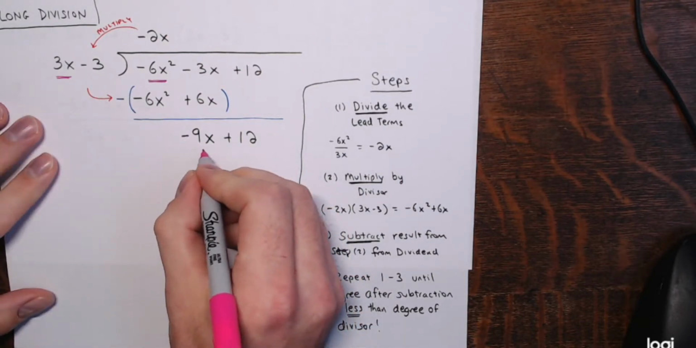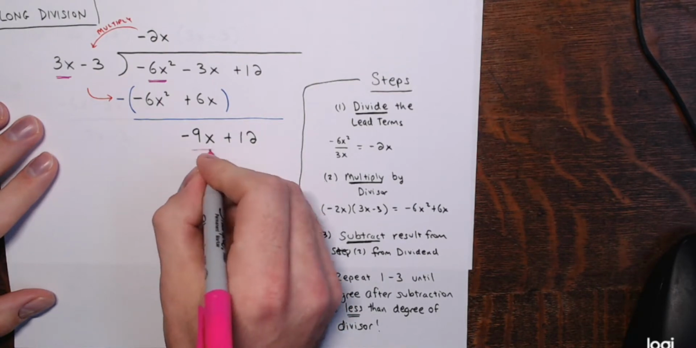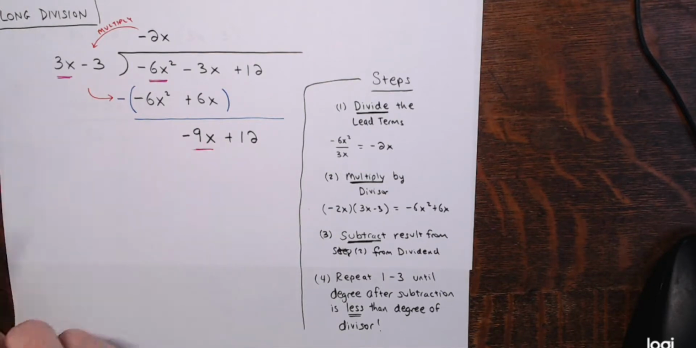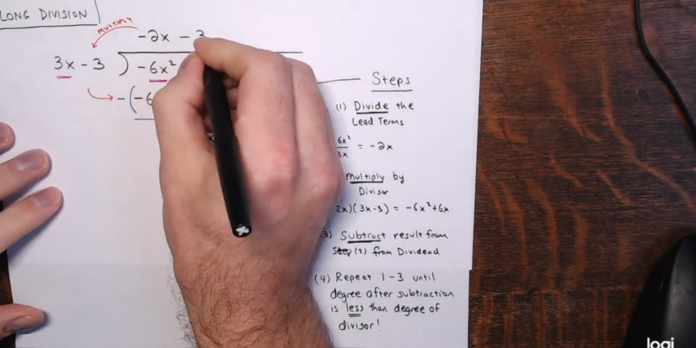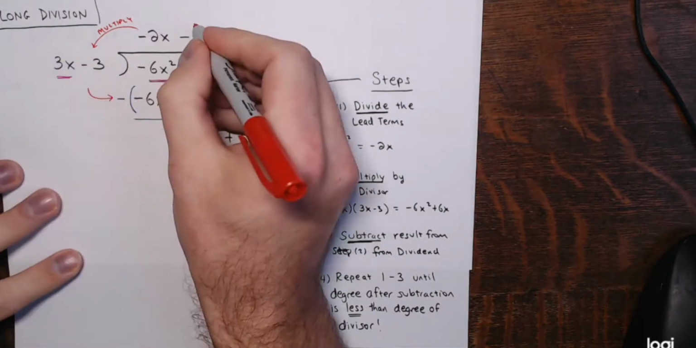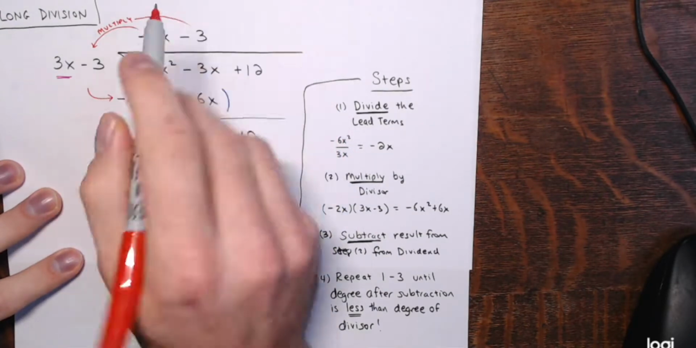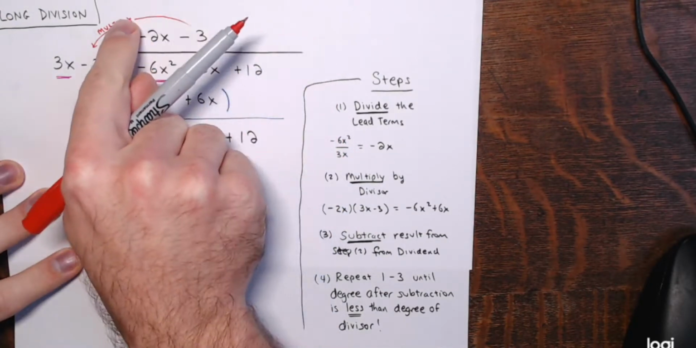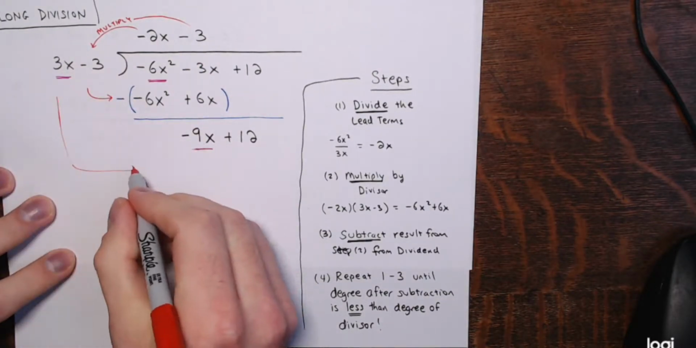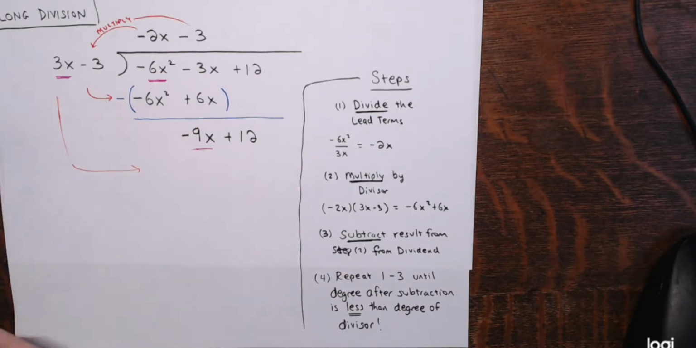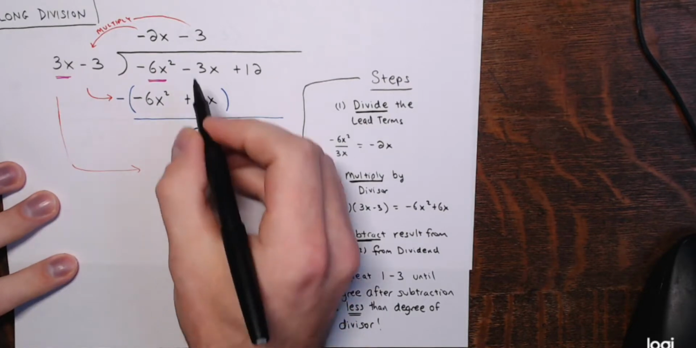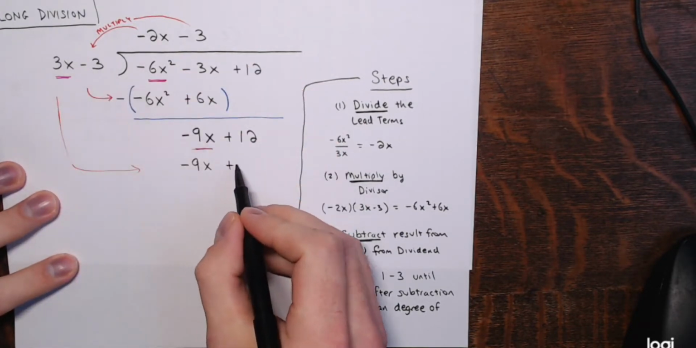So we take the lead term of this, negative 9x, divide it by the lead term of the divisor. Negative 9x divided by 3x would be negative 3. And then that negative 3 gets written in the quotient area. It's written up top. And then negative 3 gets multiplied by the divisor. And then that result will be written underneath the negative 9x plus 12. So negative 3 times 3x would be negative 9x. Negative 3 times negative 3 would be positive 9.